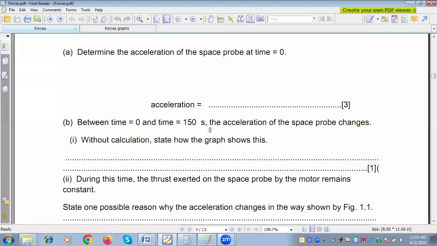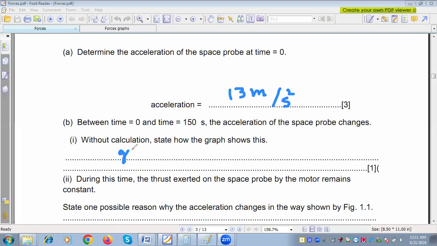So the acceleration here is 13.3, so 13 meters per second squared. We have taken the time interval up to which the acceleration is uniform. Later on, the acceleration starts changing. Between time t equals 0 and time t equals 150 seconds, the acceleration of the probe changes. Without calculation, state how the graph shows this. The graph is no more a straight line. The gradient of the graph is changing.